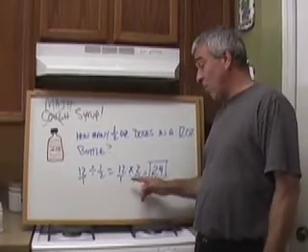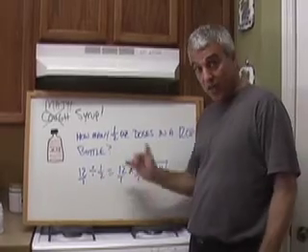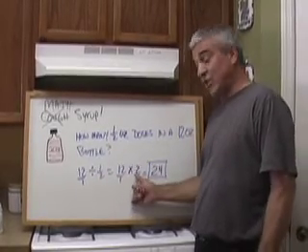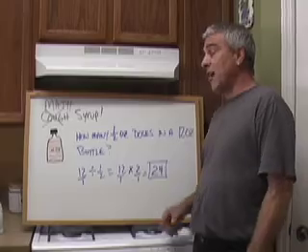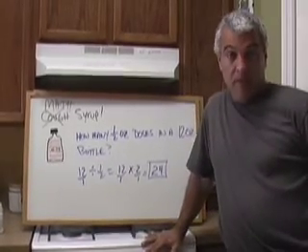12 over 1 times 2 over 1, you multiply straight across. Remember, that's your procedure. You flip the denominator, you multiply straight across. 12 times 2 is 24 divided by 1. There are 24 doses of math syrup in a 12 ounce bottle of math syrup.